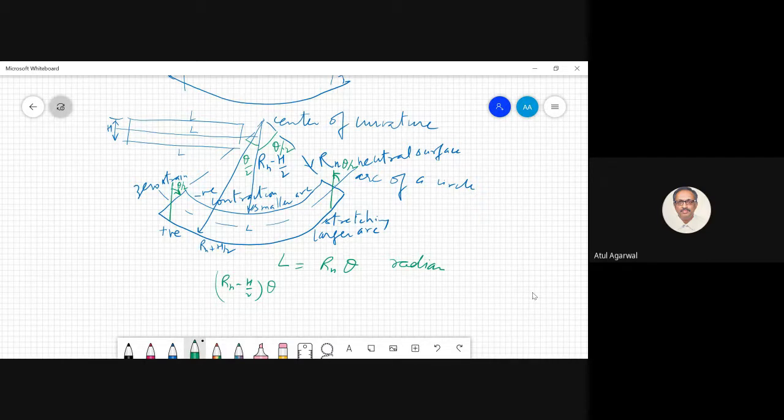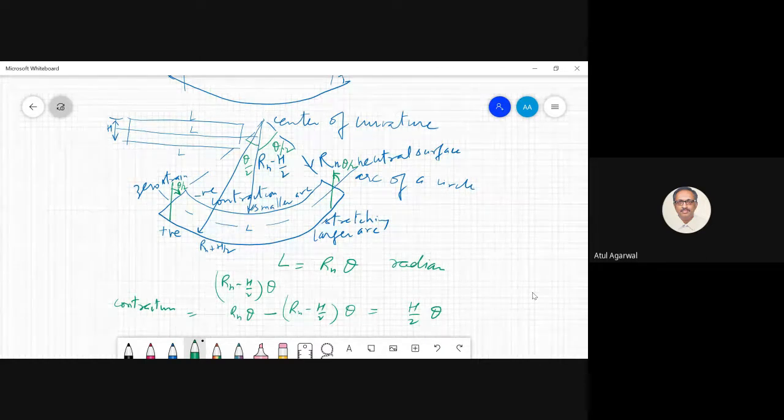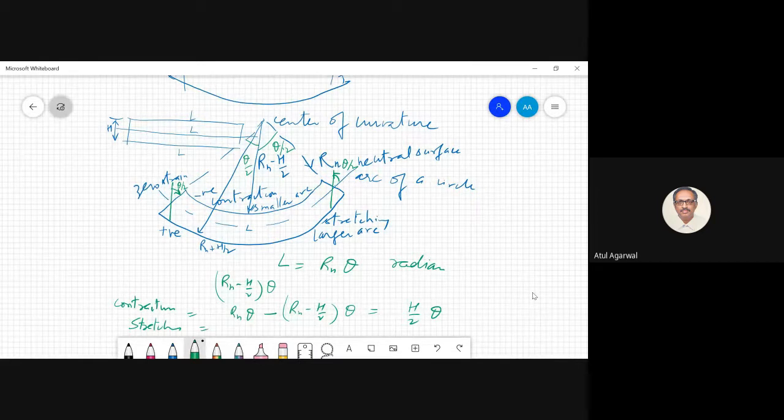So what is the contraction in the top surface? Initial length was Rn theta. Final length is Rn minus h by 2 theta. So you get h by 2 theta. So this is the contraction. Similarly, stretching of the lower surface, you will also get the same answer, h by 2 theta. Contraction, you can give a negative sign. So change in length becomes minus h by 2 theta.